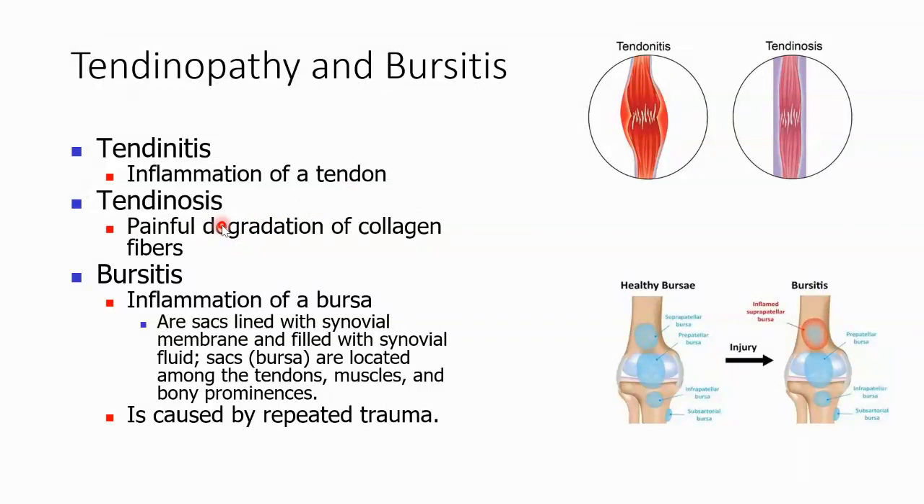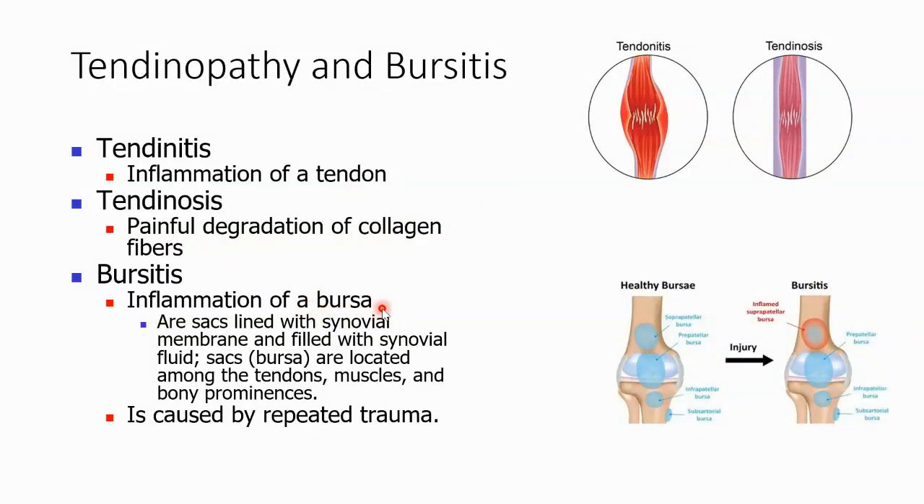Tendinosis, osis meaning disease. So it's a painful degradation of collagen fibers. This is something serious that's more of a disease process. The muscle is degrading, okay? It's not just an acute injury. Tendinosis is chronic, and you can kind of see how these muscle fibers are just breaking down.